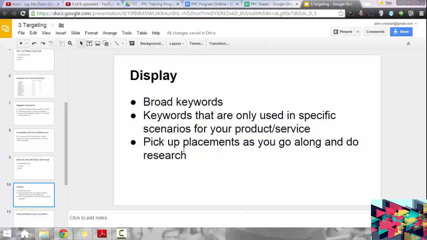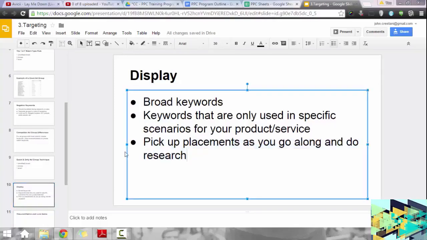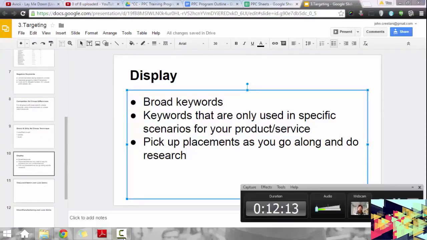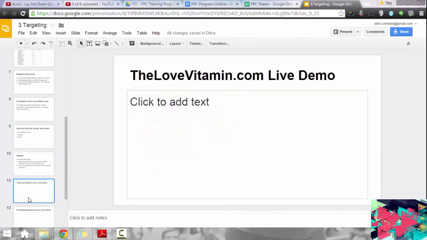Another thing I like to do is pick up placements as I go along and do research for my ad groups, and I'll show you how that works. So I'm going to try to do this all within an hour.